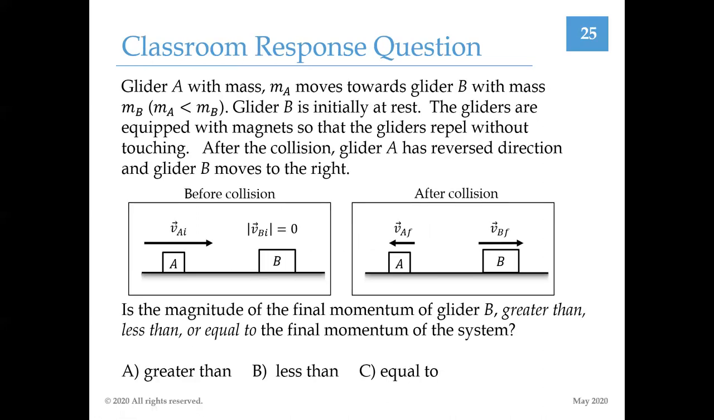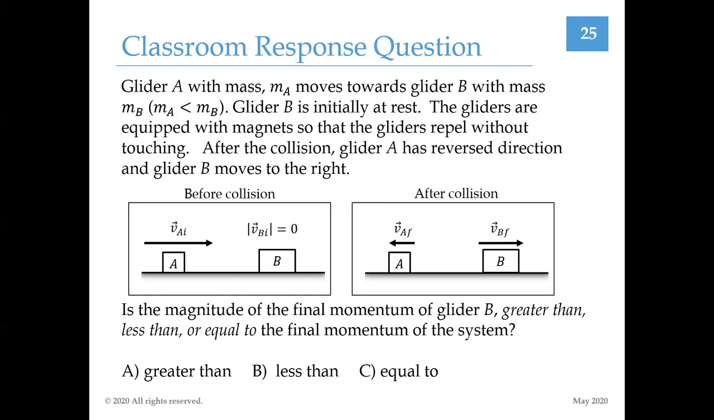So, final classroom response question for the day. We have a glider A with mass m_A that moves towards glider B with mass m_B, where m_A is less than m_B. Glider B is initially at rest. The gliders are equipped with magnets so that they repel without touching. After the collision, glider A has reversed direction and glider B moves to the right.